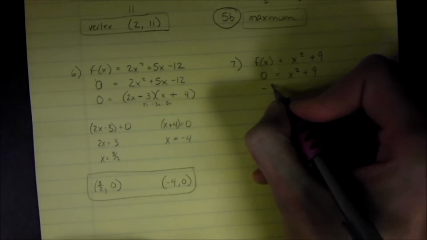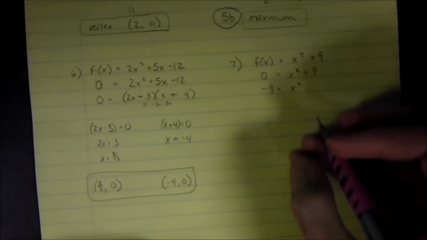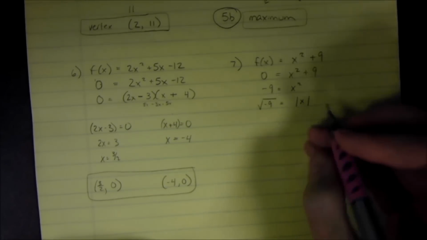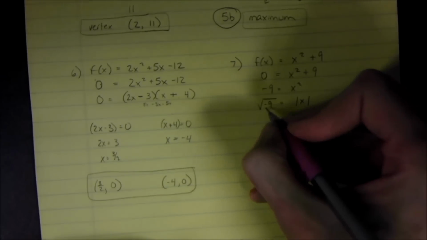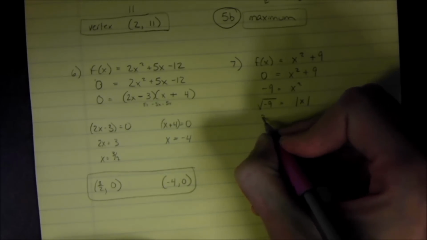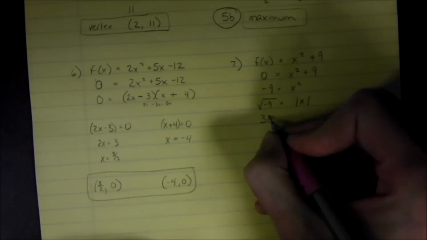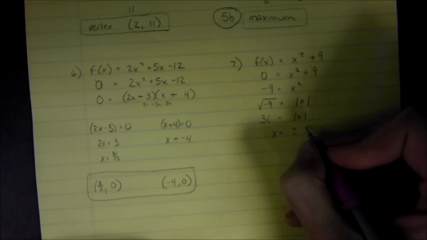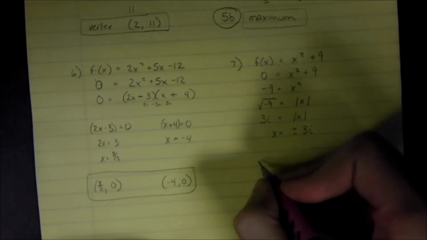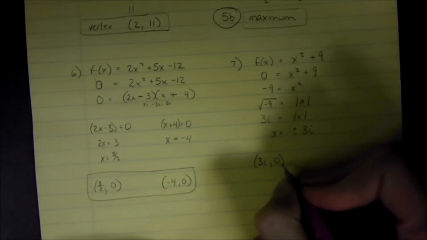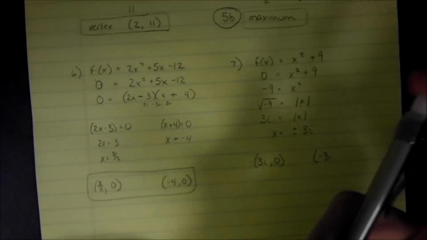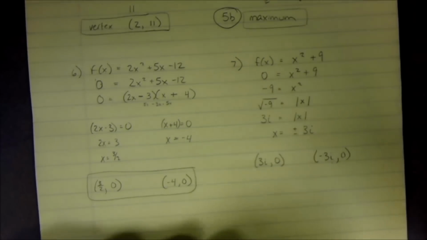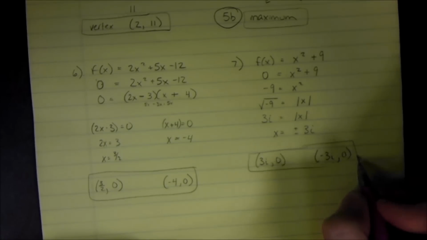So in this case, we're going to subtract 9 and then take the square root. The square root of x squared is the absolute value of x. So then the square root of 9 would be 3, and the square root of a negative is i. And absolute value, of course, can be positive or negative. So we get x equals plus or minus 3i. So one of them would be at (3i, 0), and one of them would be at (-3i, 0).